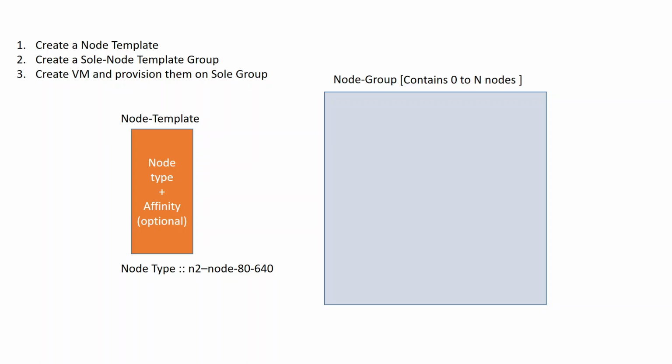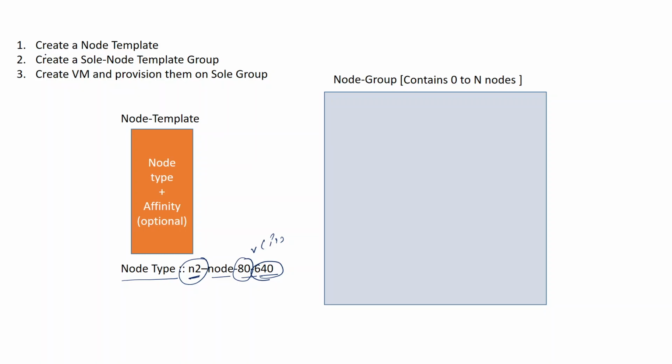Now let us see the different pieces involved in creating a sole-tenant node. If we wish to create a sole-tenant node, then first of all we must create a node template. A node template, as the name suggests, is a type of blueprint which decides the specifications of the node. It has primarily two sections. One is the node type and the other is the affinity, which is optional. The node type defines what machine type is allowed for this type of node. As an example, I have put the node type as n2-node-80-640. N2 here is the machine type, 80 is the number of vCPUs, and 640 is the memory required in GB.